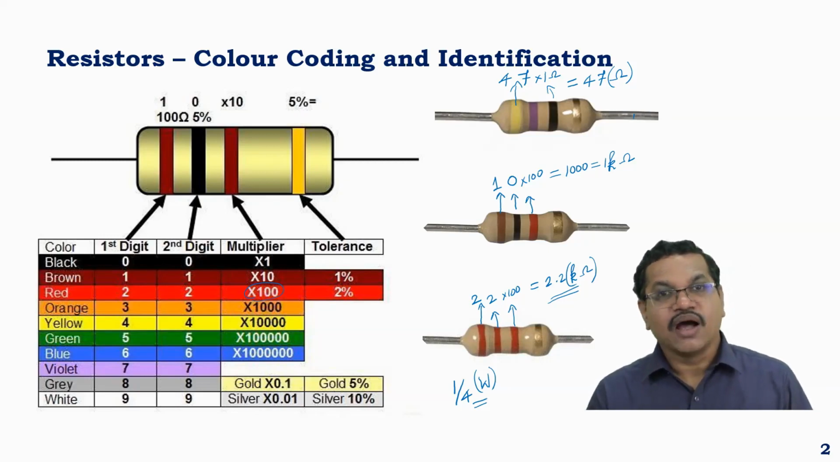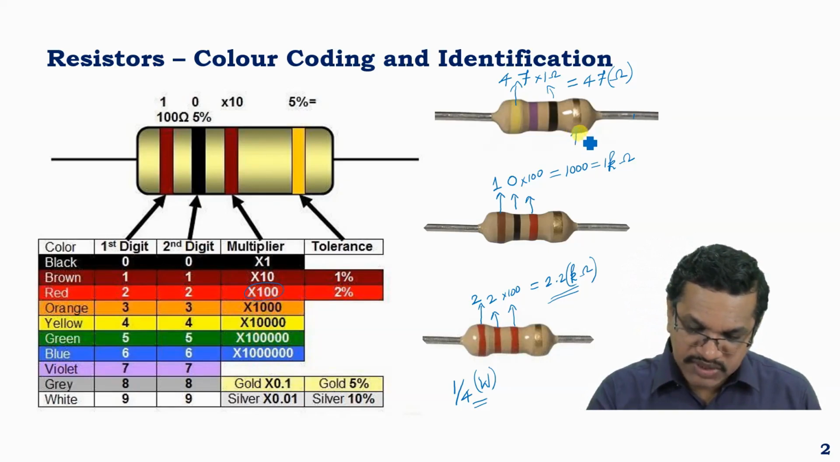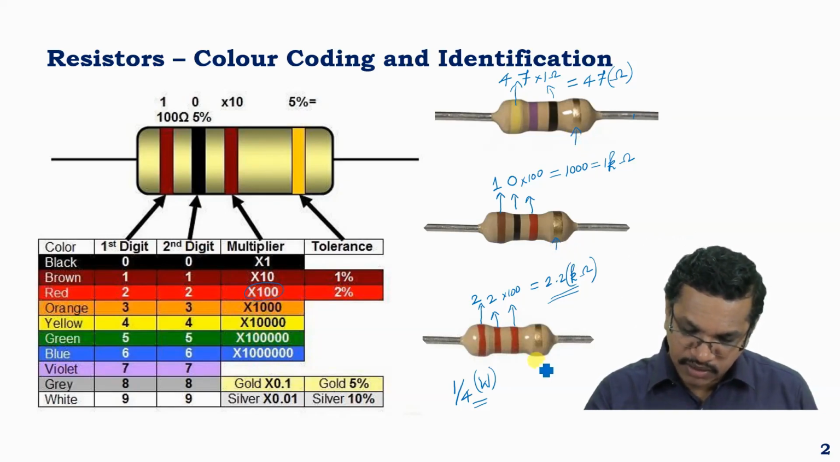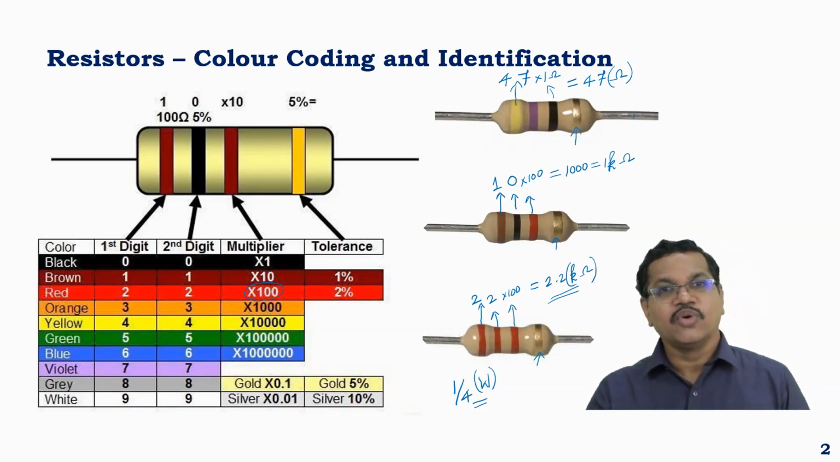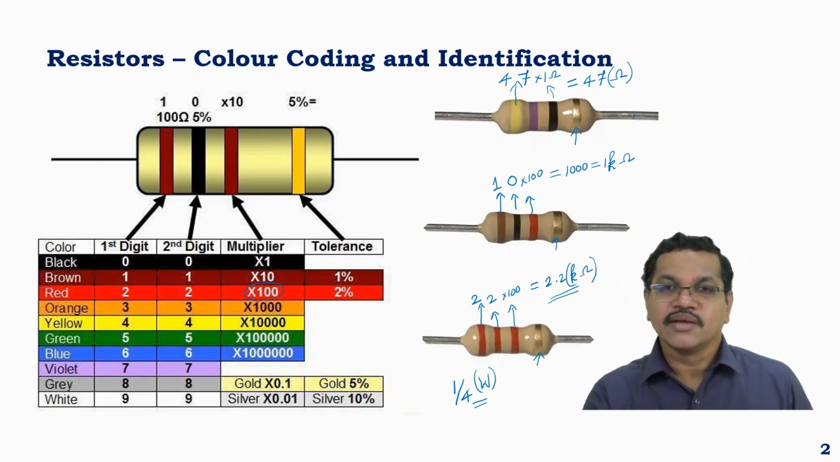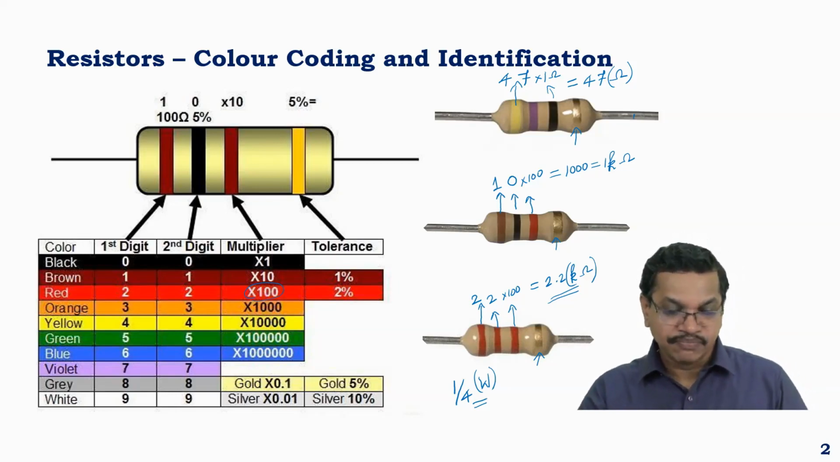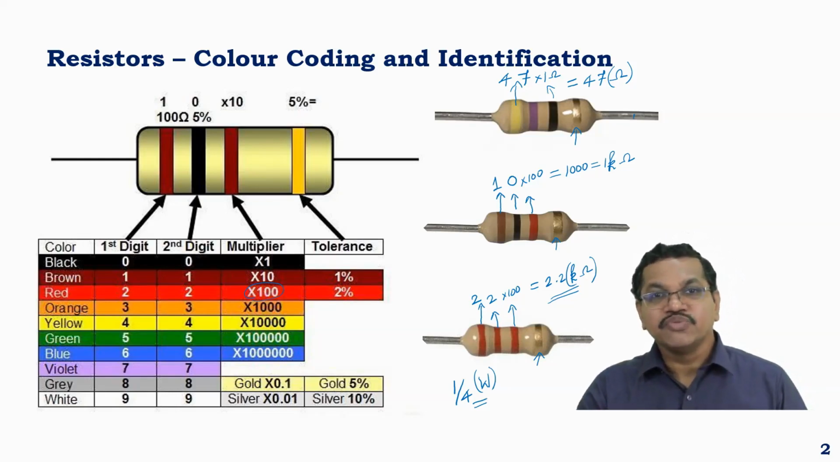Another point is, how do you hold the resistor? Make sure that you hold the resistor with the tolerance band towards your right, or when you hold it vertically, make sure that the tolerance band is at the bottom, so that you are able to identify the colors without making mistakes. So this is the first identification which would be required, identification of resistors.